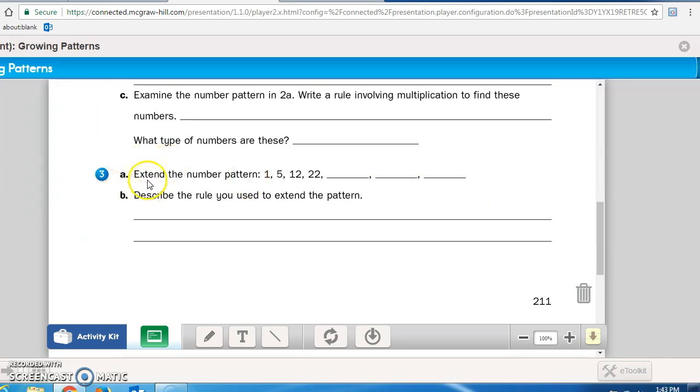Problem 3 says, extend this number pattern. 1 becomes 5, 5 becomes 12, 12 becomes 22. And again, describe the rule you used to extend that problem. Pause the recording now and do Math Journal page 211.